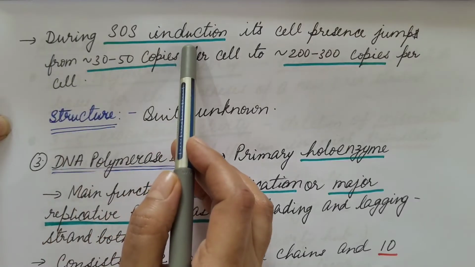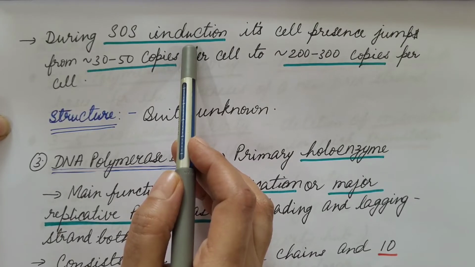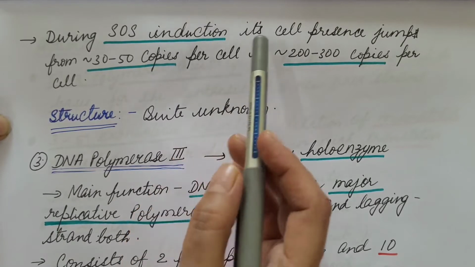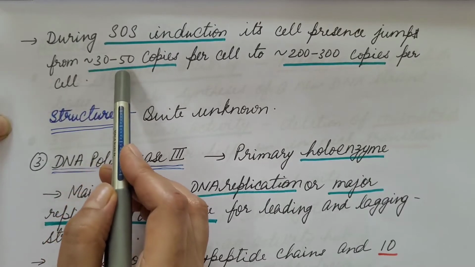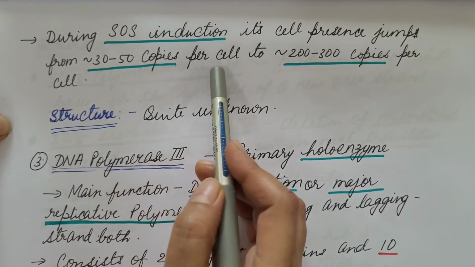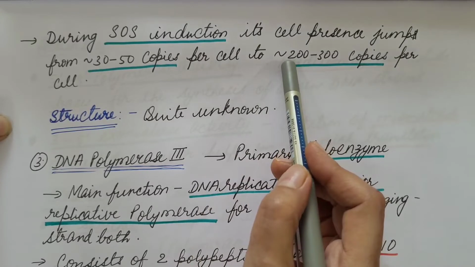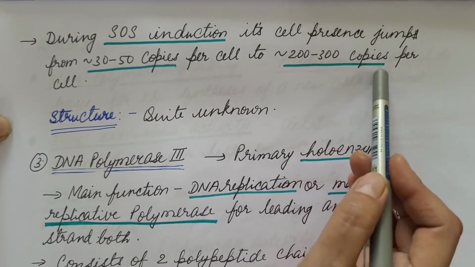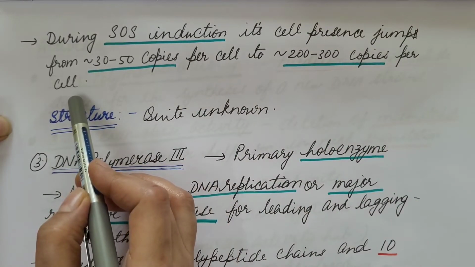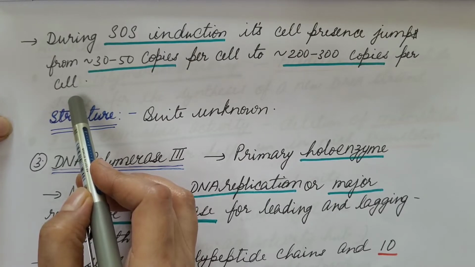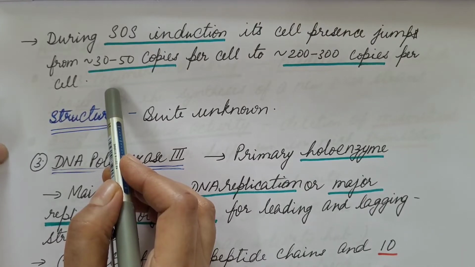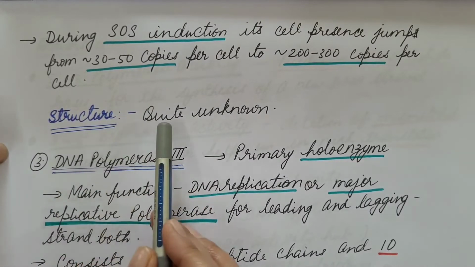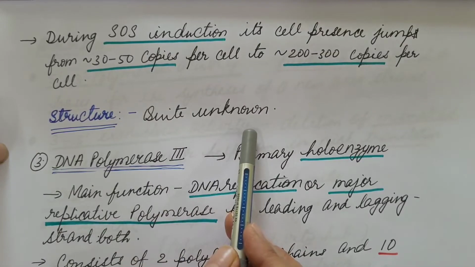So during SOS induction, that is when there are mismatched bases present or there is a nick, its presence jumps from approximately 30 to 50 copies per cell to approximately 200 to 300 copies per cell because their activity increases, or these are involved in the 3'-5' exonuclease activity. Structure: the structure is quite unknown.